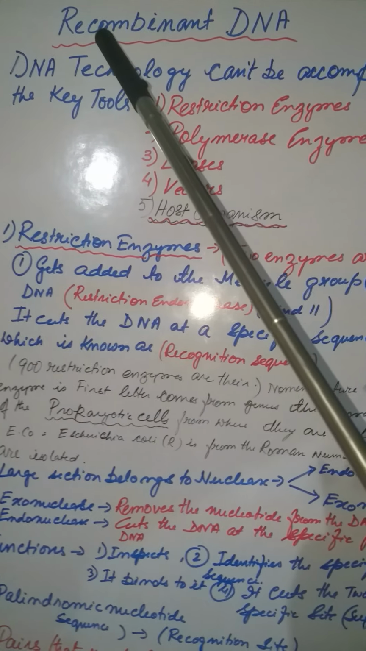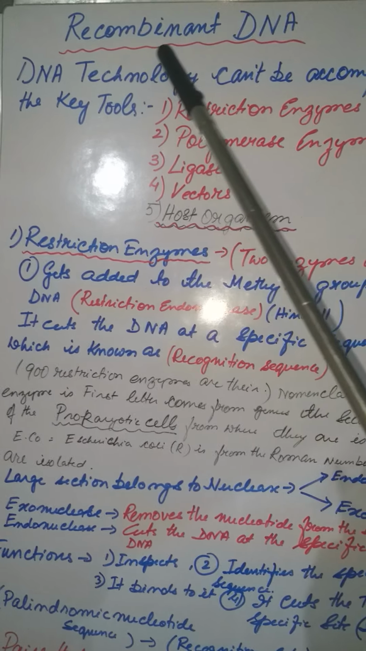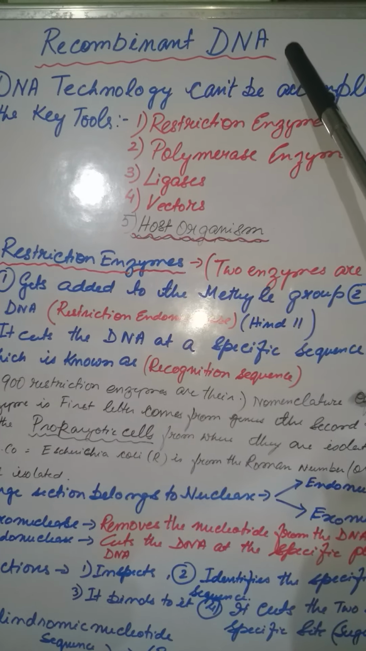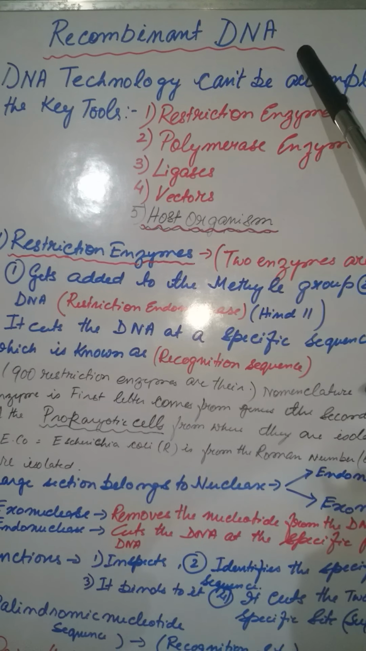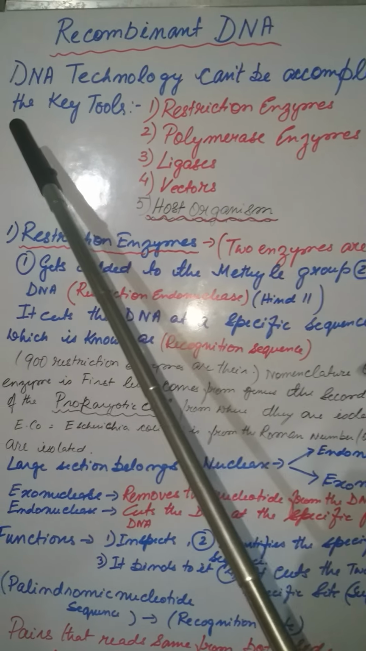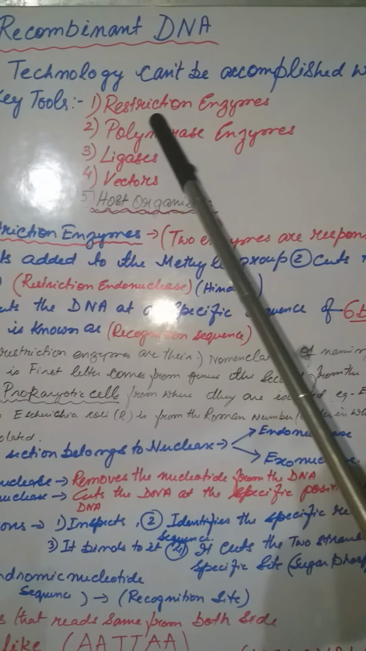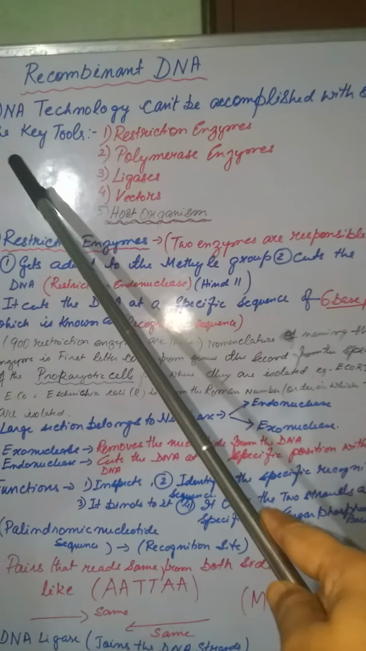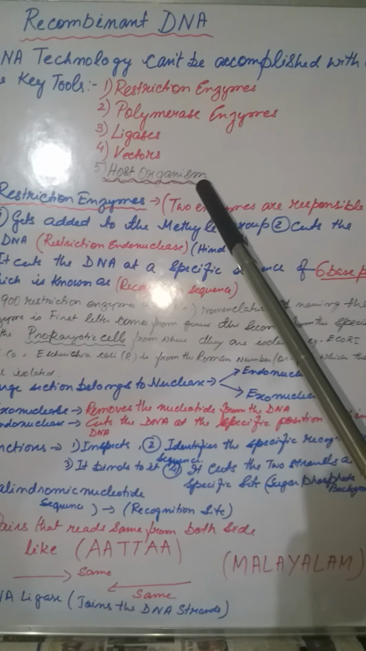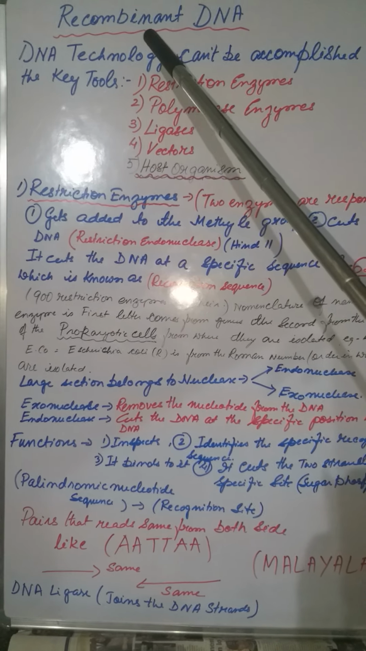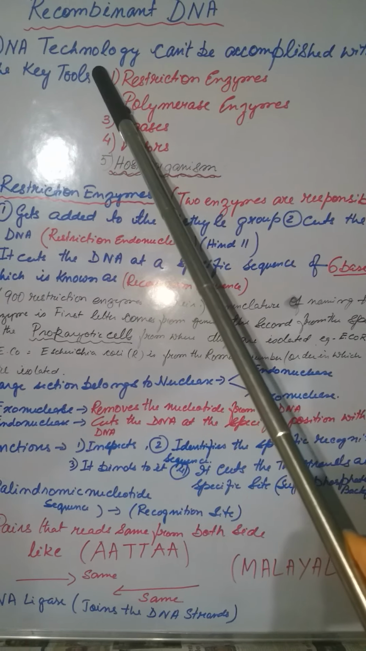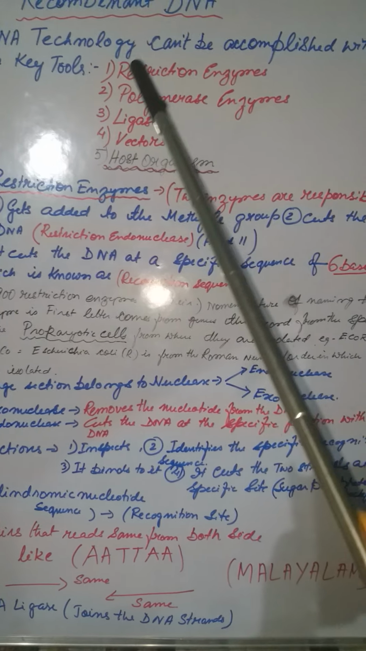Now you see, today we'll be dealing with recombinant DNA. Basically, recombinant DNA plays a very important and vital role while we are dealing with DNA technology. DNA technology cannot be accomplished without these key tools. These are the tools that are primary to get a recombinant DNA. So what are the various tools that are important to get a recombinant DNA?